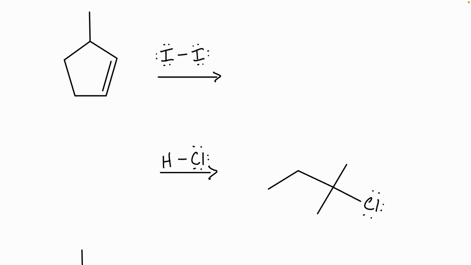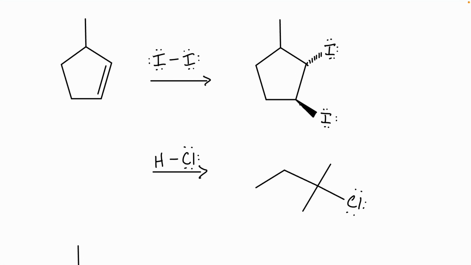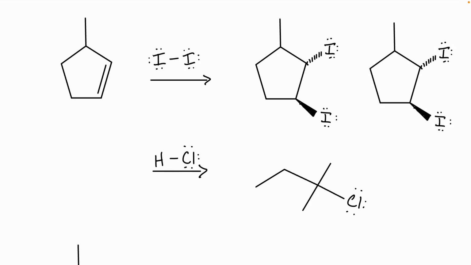All right, so for this first one, we have to be mindful of the fact that this is that diatomic halogen iodine being added in an anti-addition. So one of those iodines is going to be added to one side of the ring. The other one will be added to the opposite side of the ring. But again, we have to be careful because this is not a meso compound, so its enantiomer will also be produced, or I just have to swap those dashes and wedges, right? These are two distinct molecules.